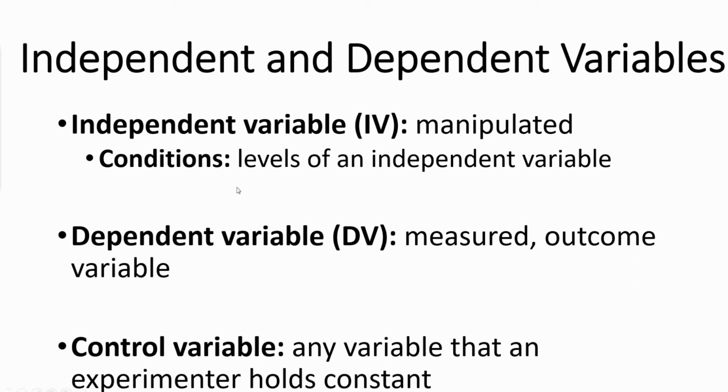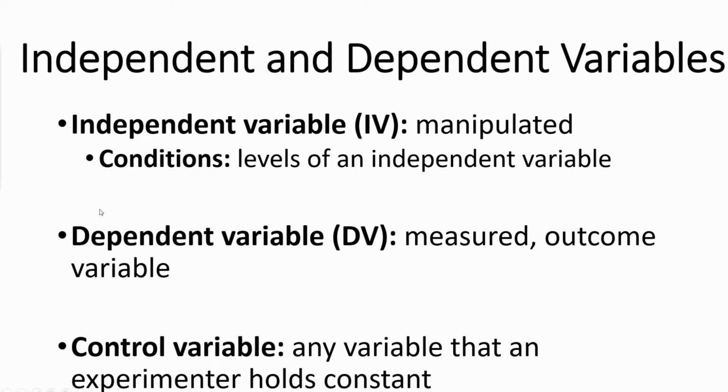When I talk about conditions, conditions are also called levels, and these are the different types of independent variable conditions you can use. One condition would be longhand notes, the other condition would be laptop notes. The researcher selects the conditions or the levels that are used in a particular experiment.